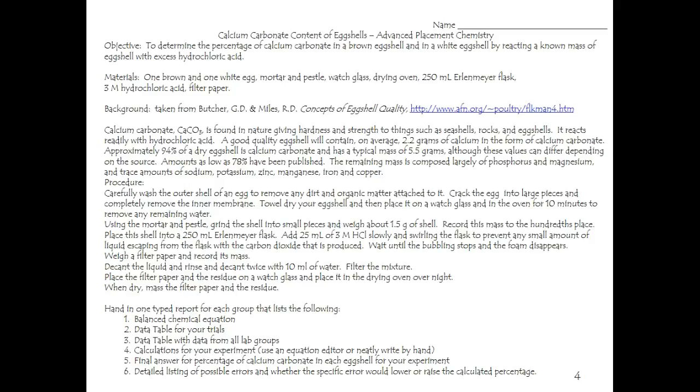The materials are brief. Get a brown egg, get a white egg. I'll let you know whether I'm bringing them in, or maybe I'll be lazy and have you bring them in. Get a mortar and pestle, a watch glass, a drying oven, and a big Erlenmeyer flask, some acid to react it with, and some filter paper.